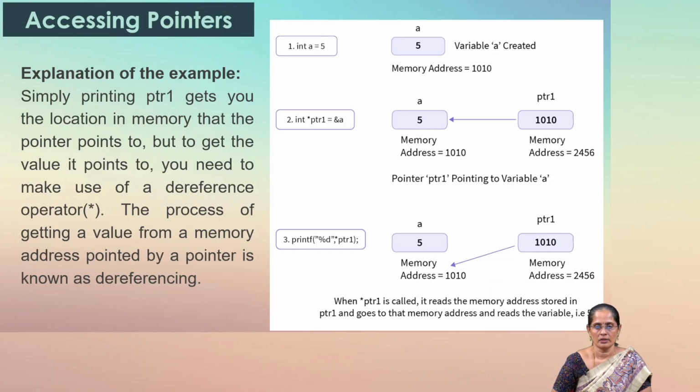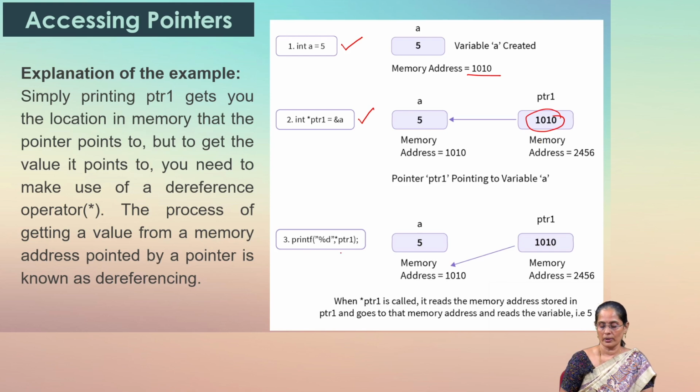Okay. So, the difference is given here with the figure. As a first step, we assign the value 5, memory address is 1010, value is 5. Then we are trying to make the PTR1 to access the value 5. So, what happens? PTR1's value is now 1010, right.